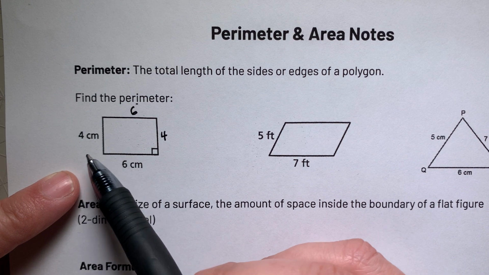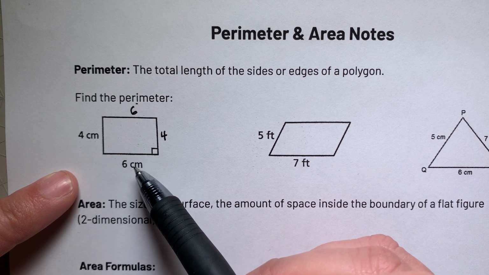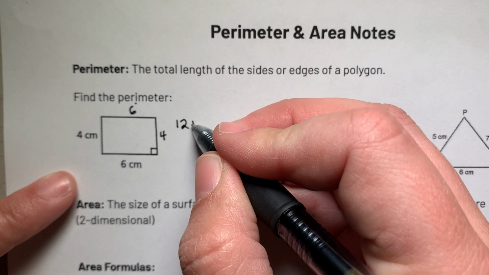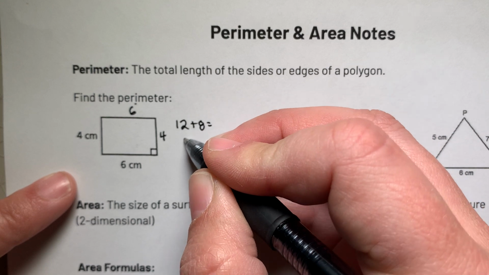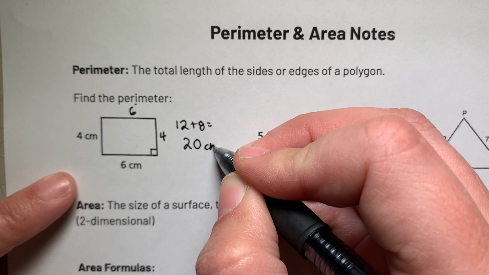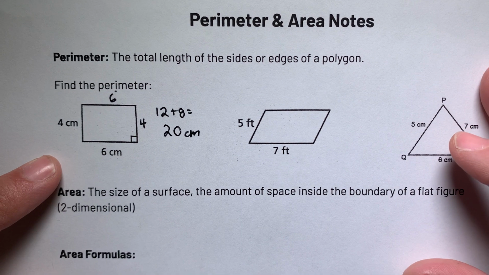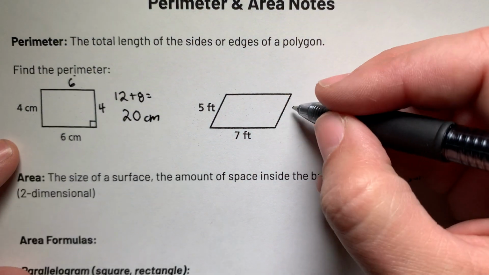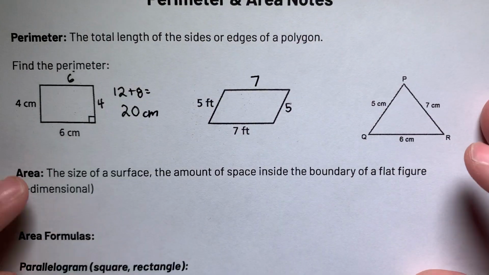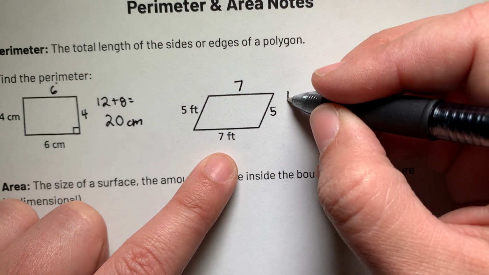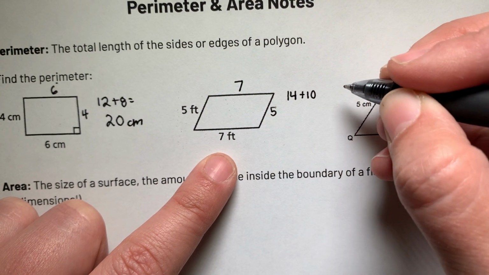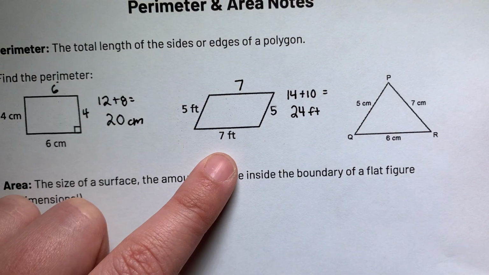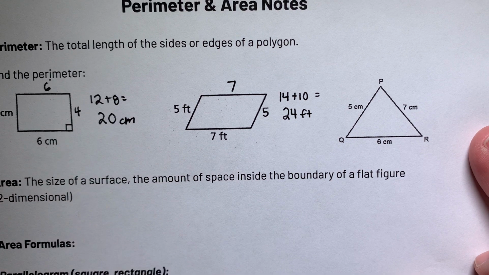So what you're gonna do is you're just gonna add all of these together. What I like to do is I just like to double in my head. So 12 plus 8, which tells me that the perimeter of this rectangle is 20 centimeters, and I'm not going to square my units. So I like to do this just so I don't forget. So again, I'm going to double 14 plus 10, and the perimeter of this parallelogram is 24 feet.